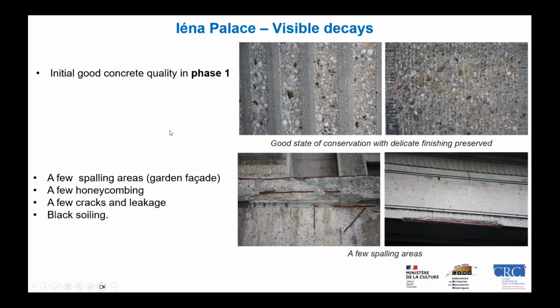So what we can say is that we had a quite good initial quality of the concrete in phase 1, as you can see, with a lot of details. But we had some decays, a few spalling areas, as you can see here, especially on the garden facade, few honeycombings, few cracks and leakage and black soiling due to the urban environment. But I didn't say that Iéna Palace is just in the city center of Paris.